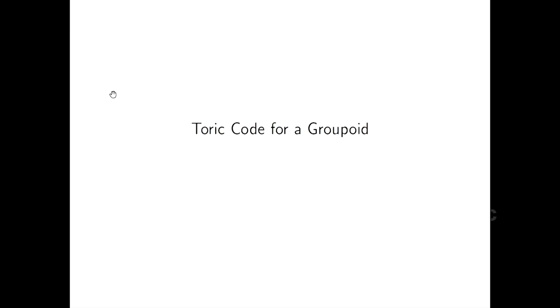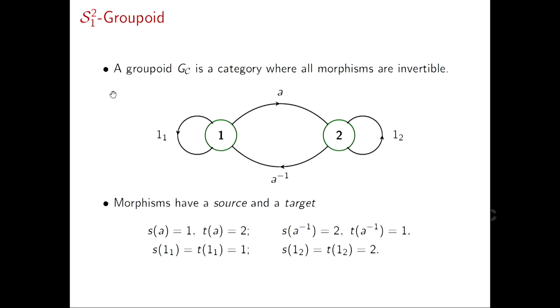Okay, so I will start by explaining what a groupoid is. There are many examples of groupoids, but I will just show you the simplest one. So a groupoid is a category. Any category is made up of some objects and morphisms. An example of a category is the category of sets, in which each object is a set, and the morphisms are functions between these sets.